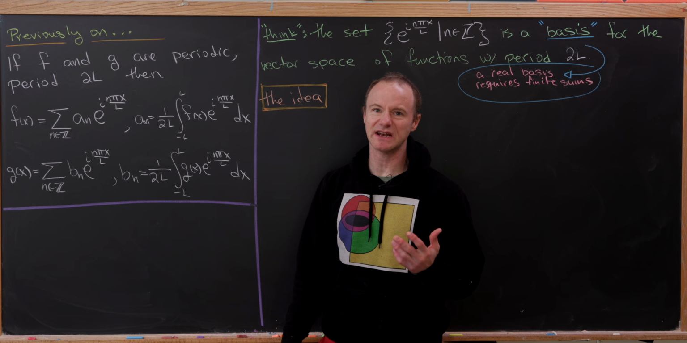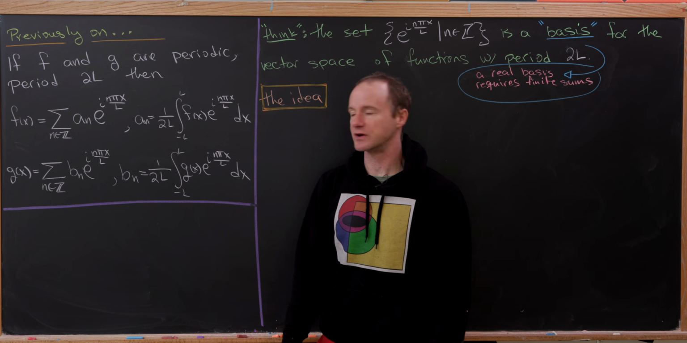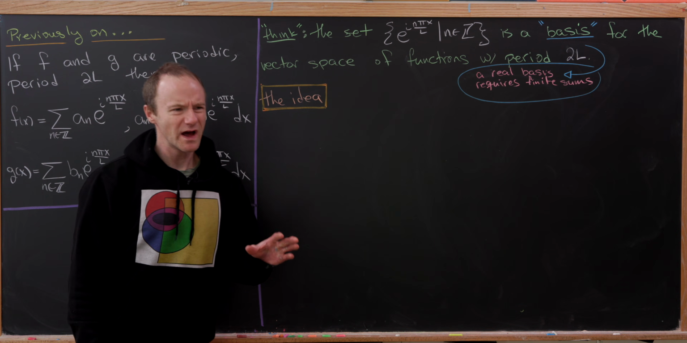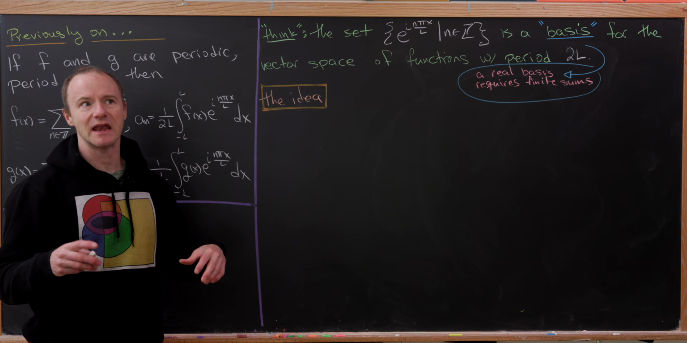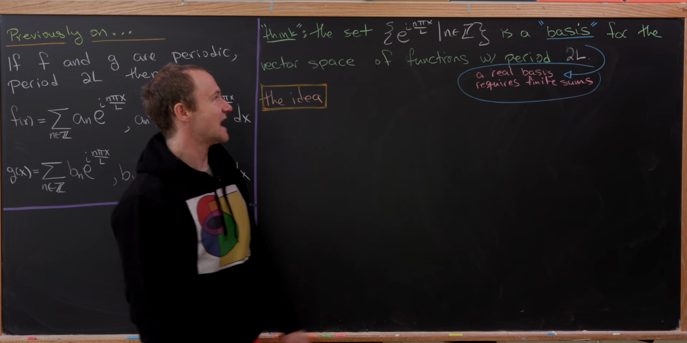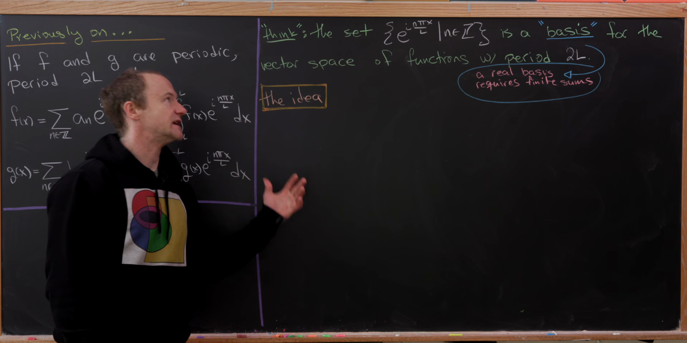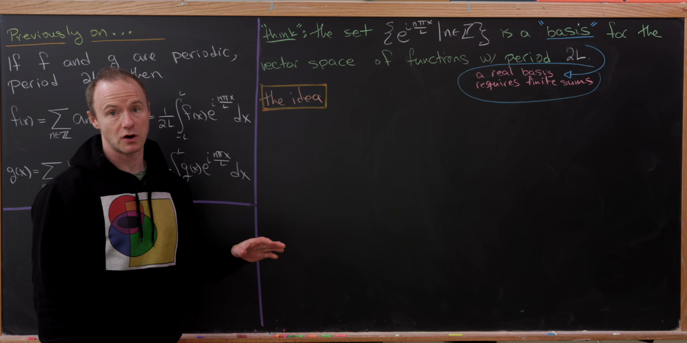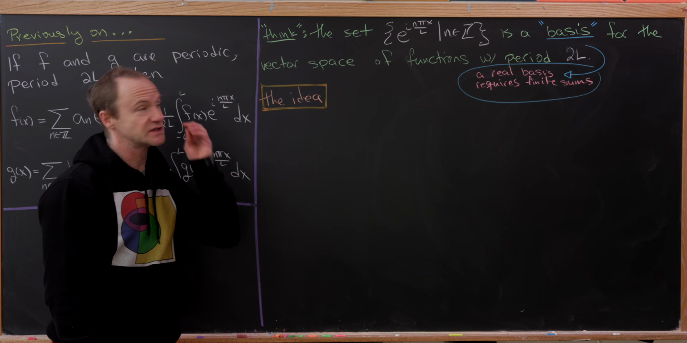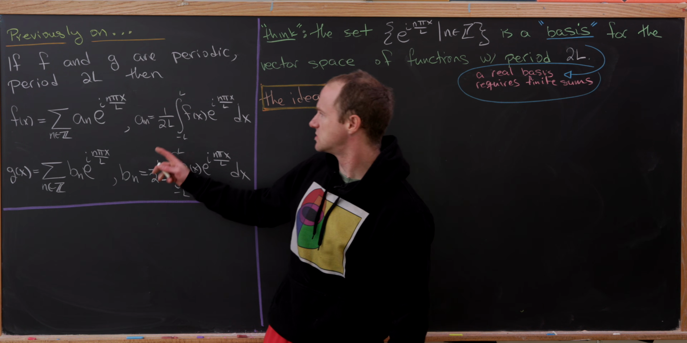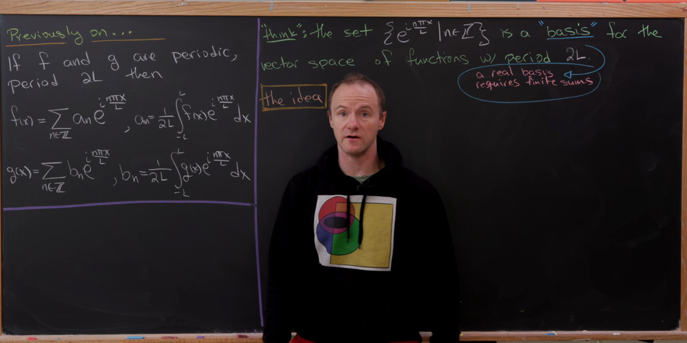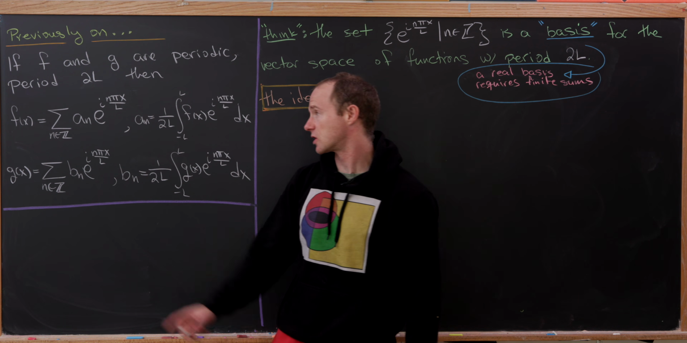For our setup, we're actually going to need two functions that are periodic with period 2L, and they're both expressed via their Fourier series. What is maybe an interesting, illuminating way to think about this? Well, the set of all of these complex exponentials, e to the i n pi x over L, as n runs through all integers, so that's doubly infinite, is a "basis" for the vector space of functions with period 2L. Each of these functions with period 2L can be expressed as a sum of these complex exponentials with certain weights.